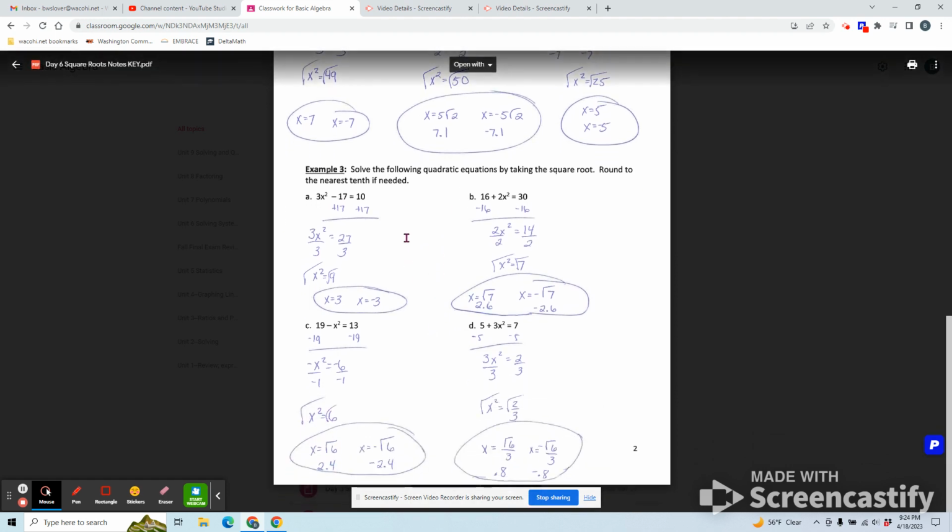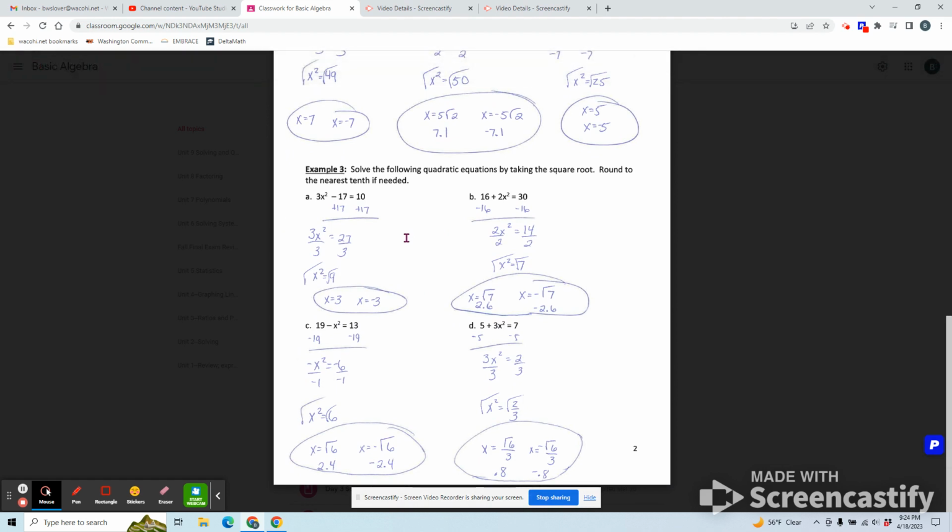All right, example 3. Same directions, but now I'm going to be using all of the steps for success. So I have to isolate. I've got to get the x squared, the quadratic term, by itself. First, I have to move the constant. In this case, it's a negative 17. So I'm going to add 17 to both sides.